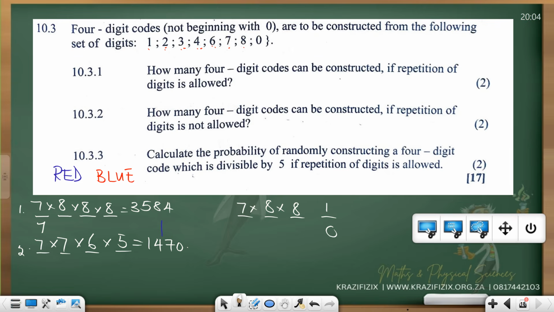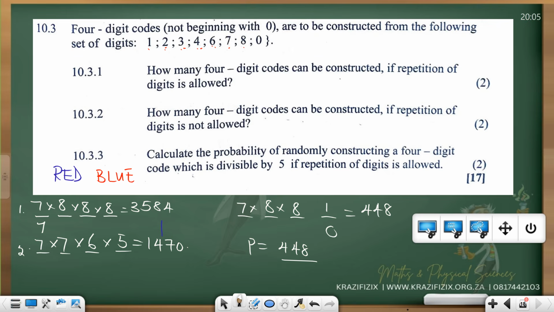64 times 7, 4, 7, 28. So we have 8, 2, 56 plus 2, 588. Yeah? 448. Oh, I'm beginning to be bad now. 448. But now, this is just the number. The examiner says what? Probability. So the probability will therefore be what? 448 over what?